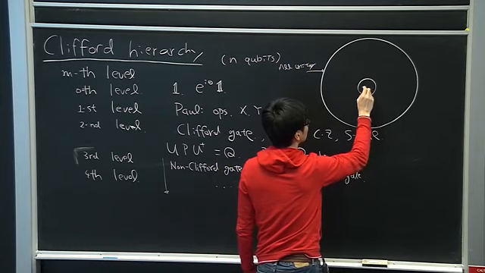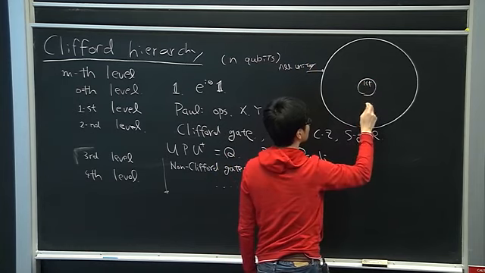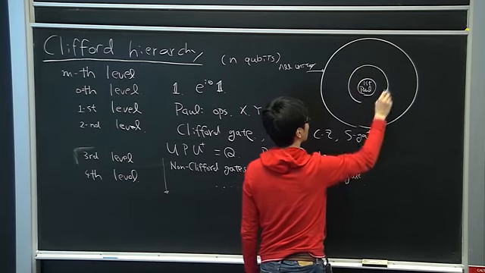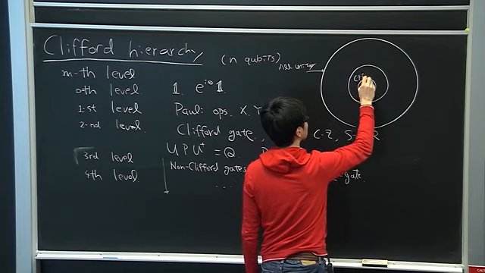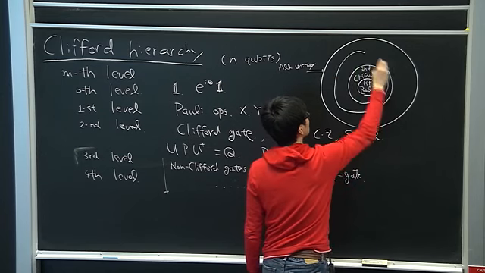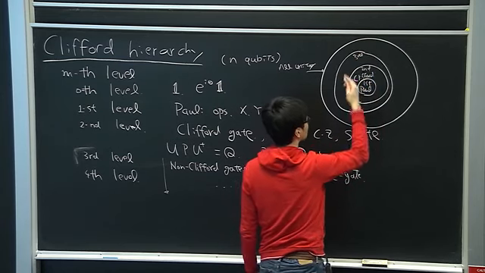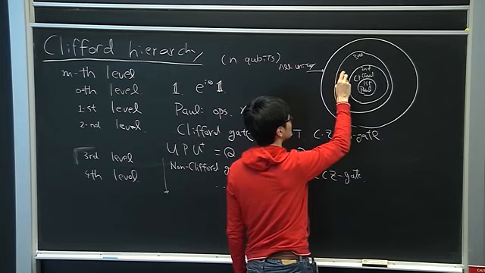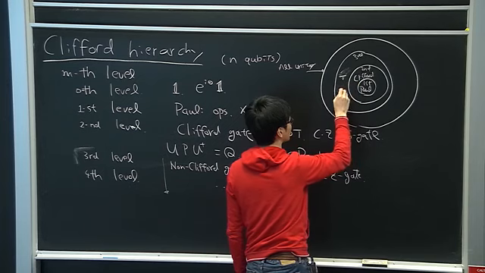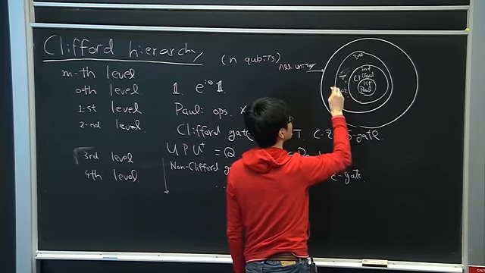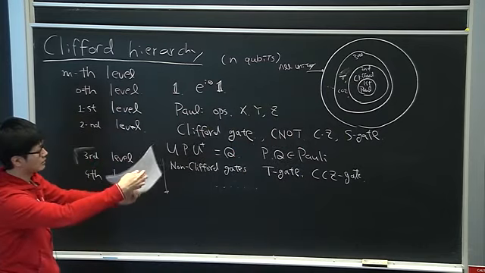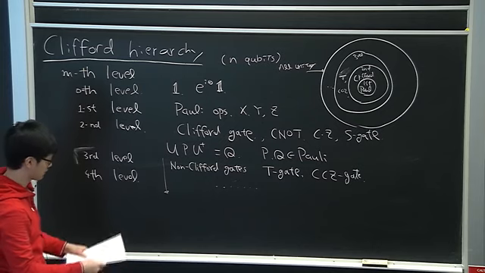Then you have first level, which is Pauli. Second level, that is Clifford. Third level consists of some of the non-Clifford gate, like CCZ and so on. It keeps going. So this is a hierarchy of a set of the unitary operators.